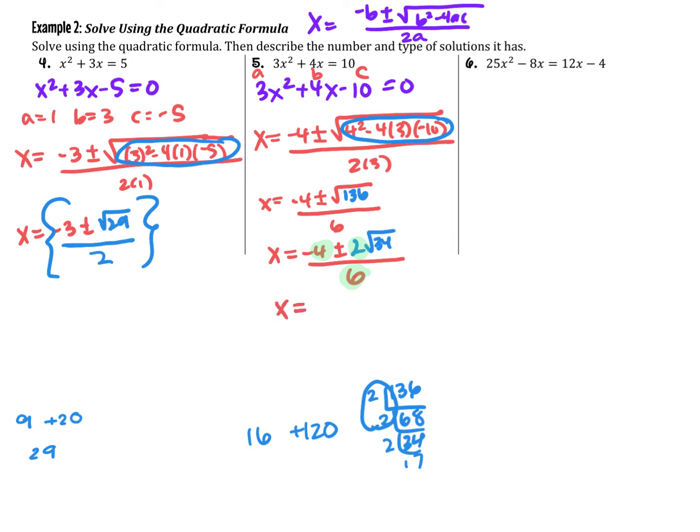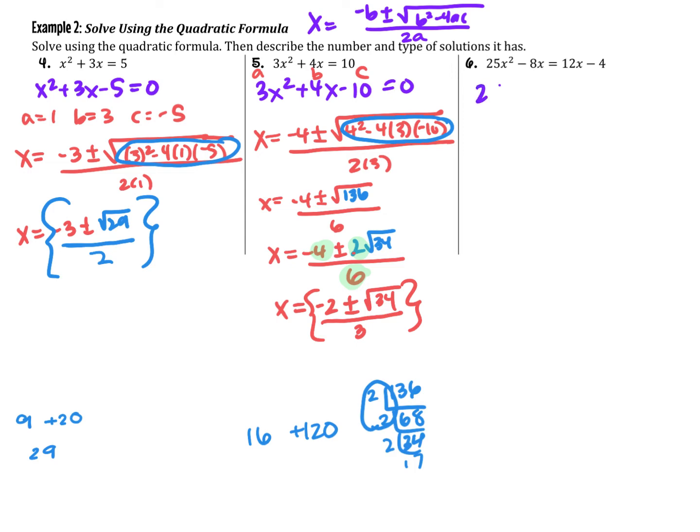So this is going to be x equals, well, if I divide 4 by 2, I get 2. So negative 2 plus or minus. If I divide this 2 by 2, it's going to go away. So negative 2 plus or minus the square root of 34. And if I divide 6 by 2, I get 3. All right, let's do one more together, and then I'll have you practice some on your own.